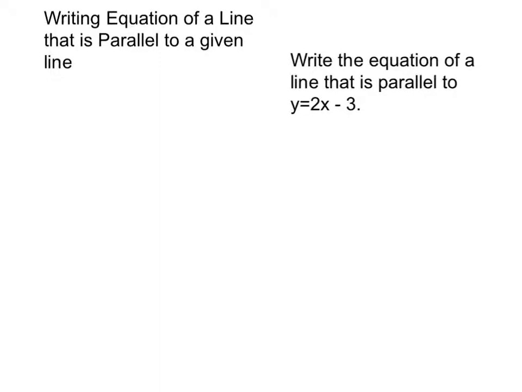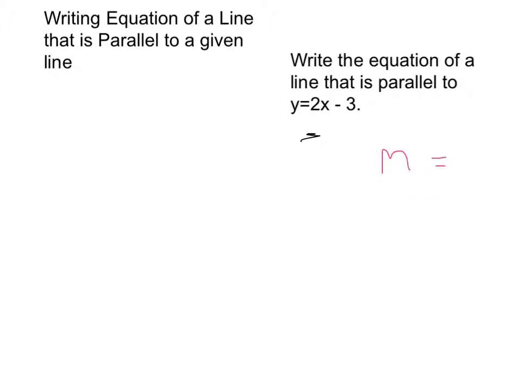This video is about writing the equation of a line that's parallel to a given line. So suppose you have the command, write the equation of a line that is parallel to y equals 2x minus 3. Well, we know that parallel lines are lines that never cross. The only way two lines would never cross would be if they had the exact same slope. So looking at the equation y equals 2x minus 3, we notice that the slope of that line is 2.